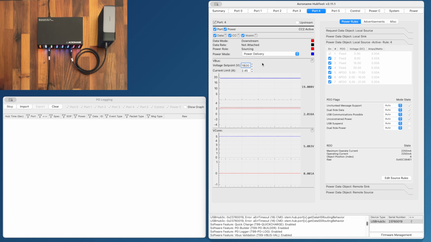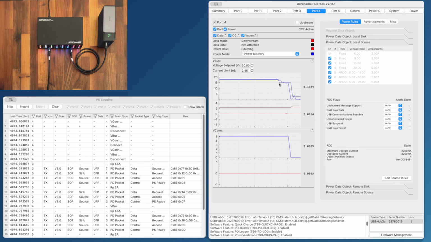At some point, we will drop this value low enough, the device should complain and issue a reset. This typically occurs when you get closer to the voltage of another rule. And there we have it. We see that the voltage finally dipped too low and the device issued a reset, causing a renegotiation of power, which brought us back to the 20-volt rule.